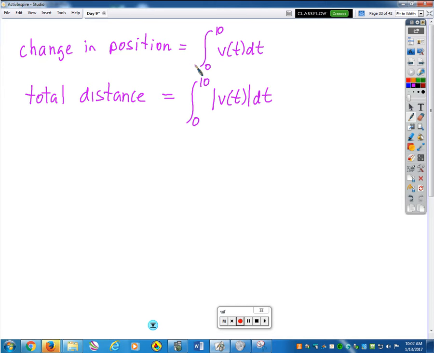What was my total distance traveled? Annika: 4. Okay, so if you want total distance traveled, you would have had to integrate my speed. If you took the absolute value of my change in position, what would the answer have been? 2. See the difference?